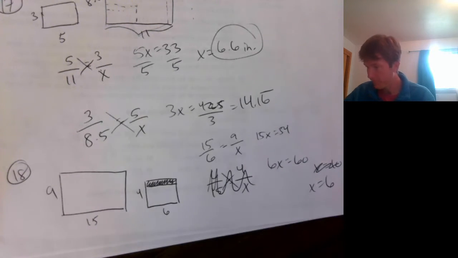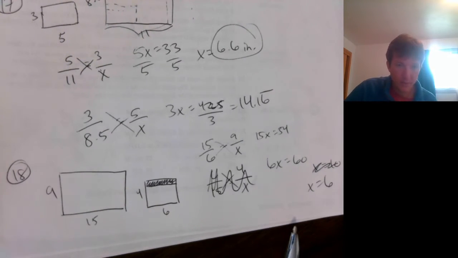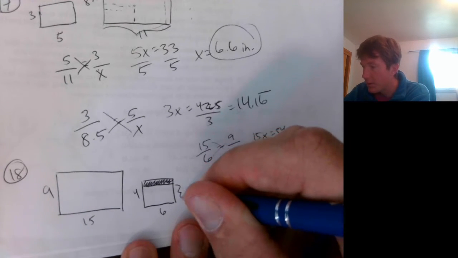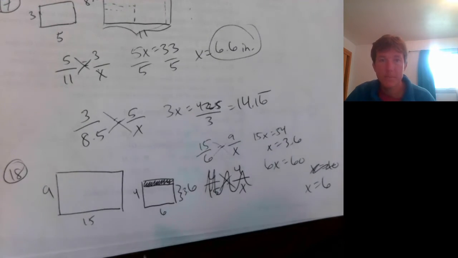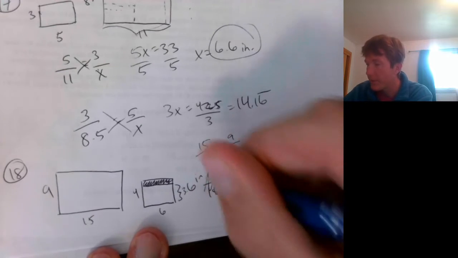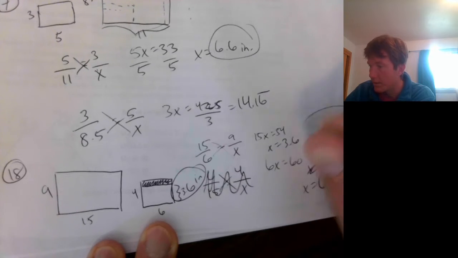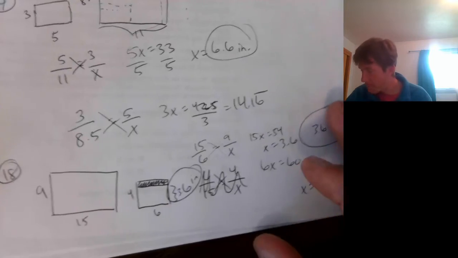Okay, so I cross multiplied. I got 15x equals 54. Use a calculator. 3.6. So x equals 3.6. Okay, so this image will have dimensions of 6 inches base and 3.6 inches height. Okay, so we got a 3.6 by 6 inch map going on. Okay. I need more paper.